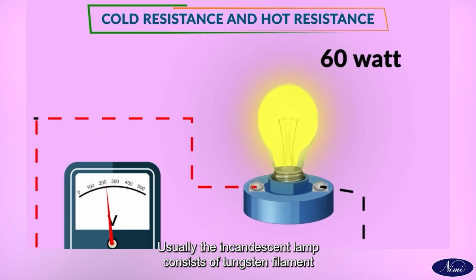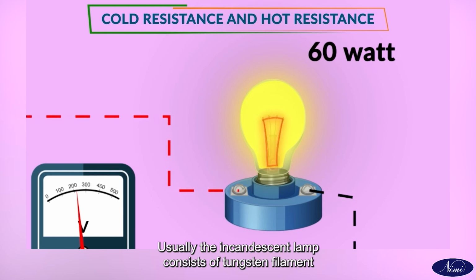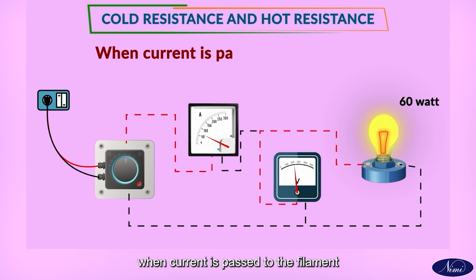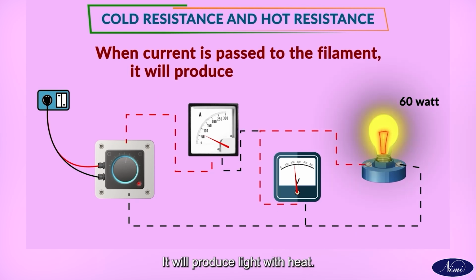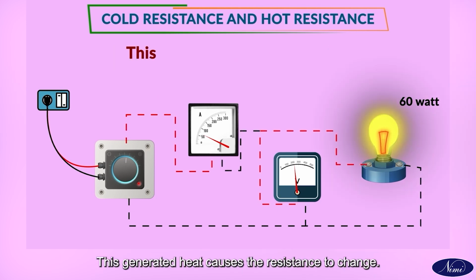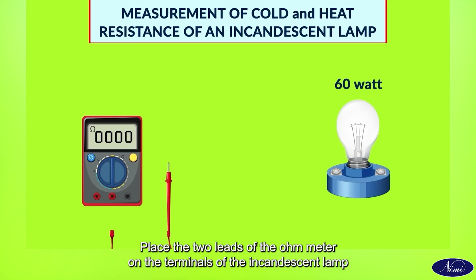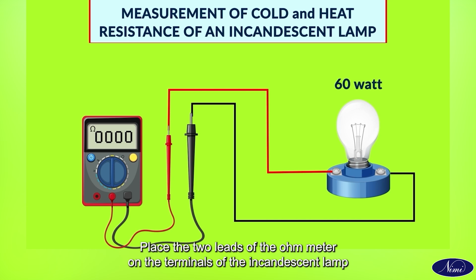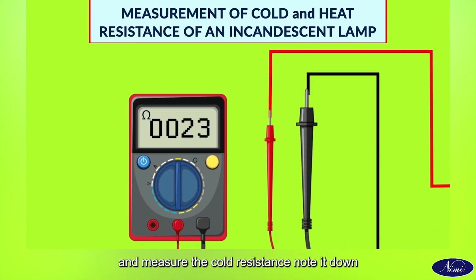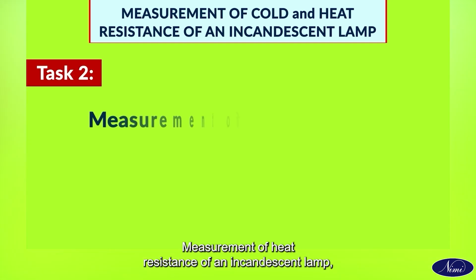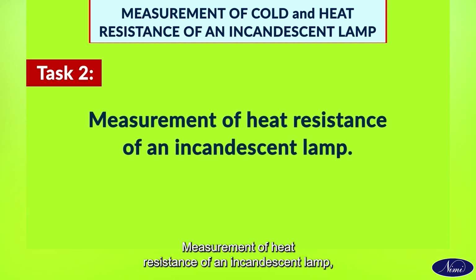Usually, the incandescent lamp consists of a tungsten filament which has a high resistance. When current is passed through the filament, it will produce light with heat. This generated heat causes the resistance to change. Place the two leads of the ohmmeter on the terminals of the incandescent lamp and measure the cold resistance. Note it down.